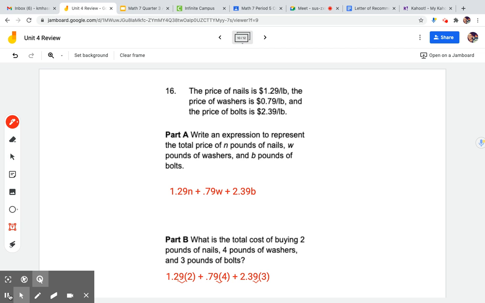I just want to point out here that it is not enough to just write it like this and leave it. You actually need to solve it to get one number as an answer. When I multiply these separately, I have my products here, and now we're going to add those all together to get the final cost. Altogether, we get $12.91. Make sure that we label it because it's asking us the total cost.